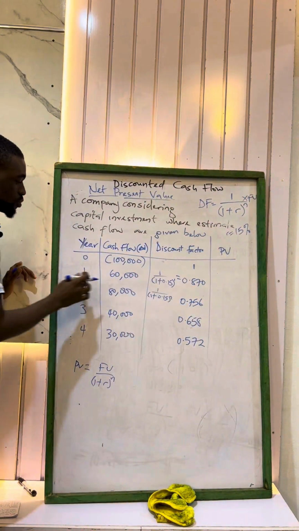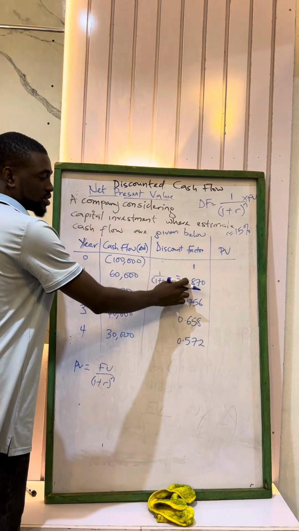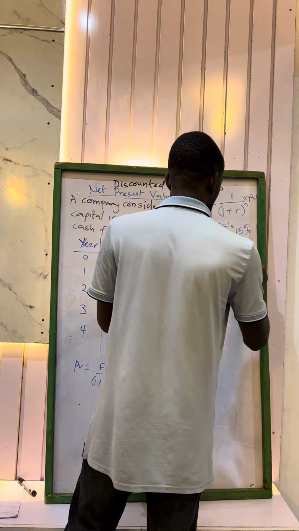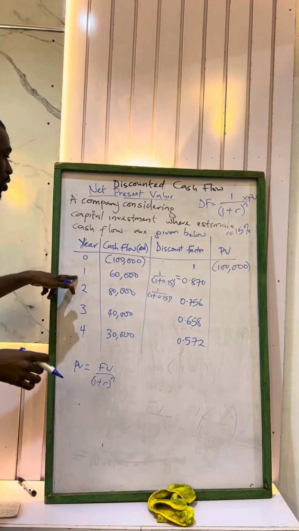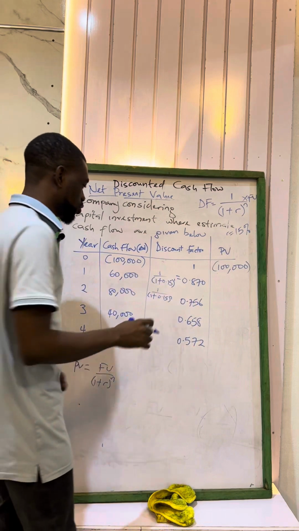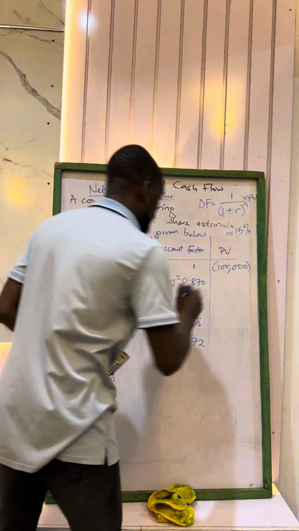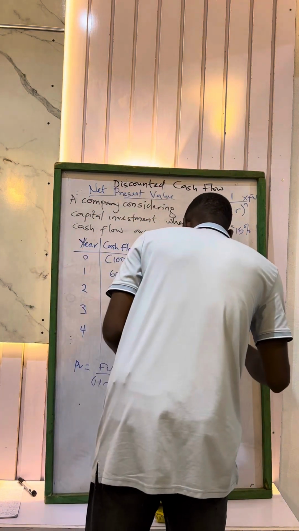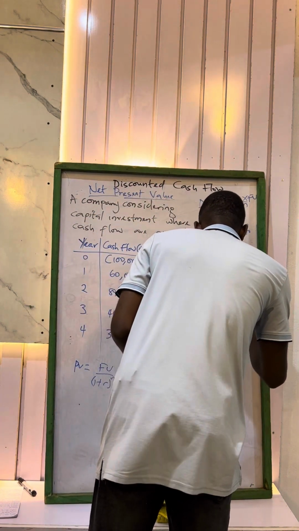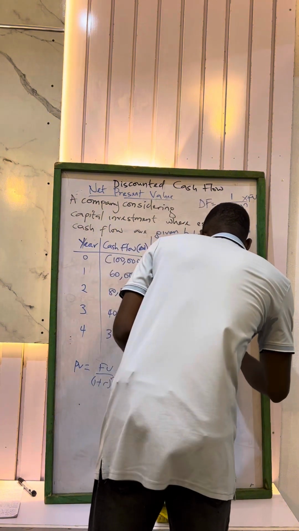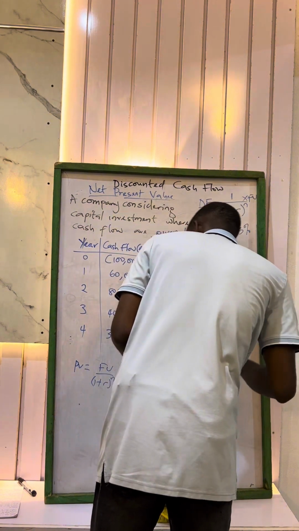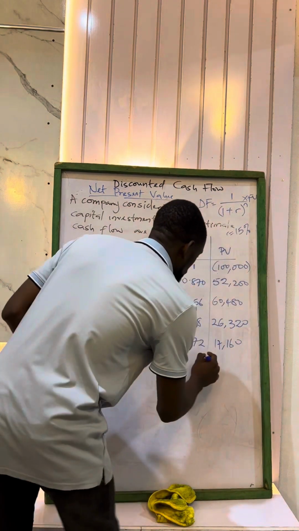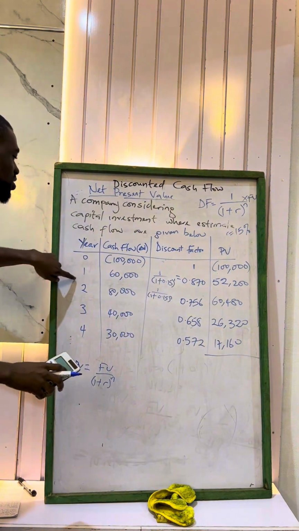So all that I'm doing here, if I multiply this times this, I'm going to get the answer. For this, I'm still on the deficit, which is 100,000. For this now, this times this, I'm going to have, let me use my calculator, 52,200. For this, it's going to be 60,480, then 26,320, and this 17,160.